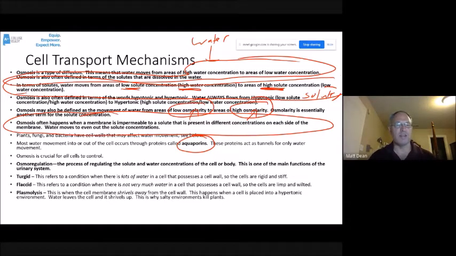Osmoregulation is the process of regulating the solute and water concentrations of the cells and of the body. It's one of the main functions of the urinary system, and it's crucial for life.